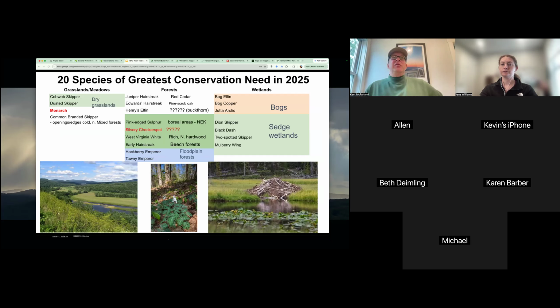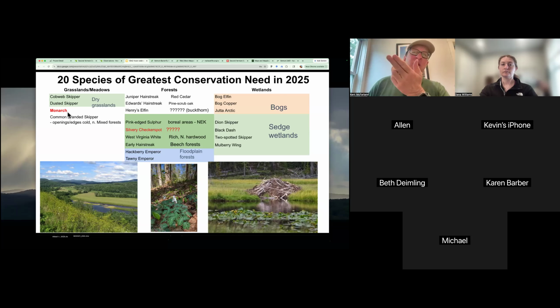If you look at these about 20 species of greatest conservation need in 2025, I broke them down into quick little habitat types. There are some found in grassland and meadows, some that are forest species, and some that are in wetlands. If I zip in even closer, two of them, cobweb skipper and dusted skipper, which are really uncommon, are in dry grasslands. So you've got to be in some kind of grassland that's really super dry and hot, with its specialized host plant. Monarchs, which are up for listing federally, are a special little case.